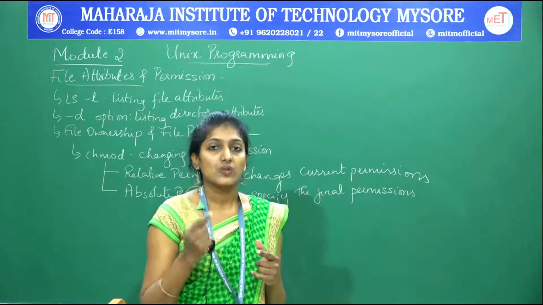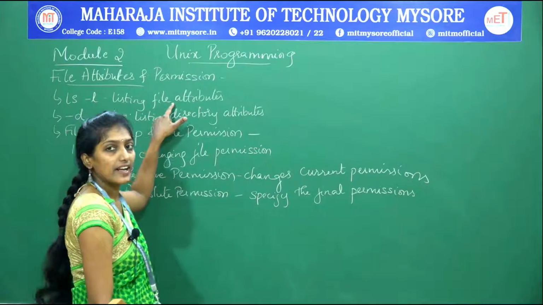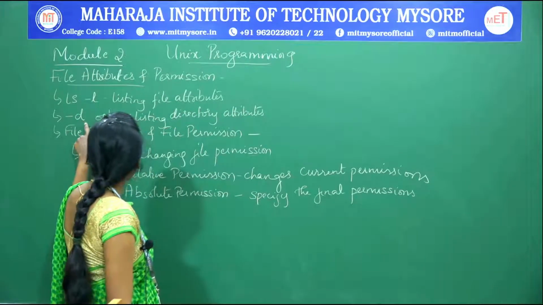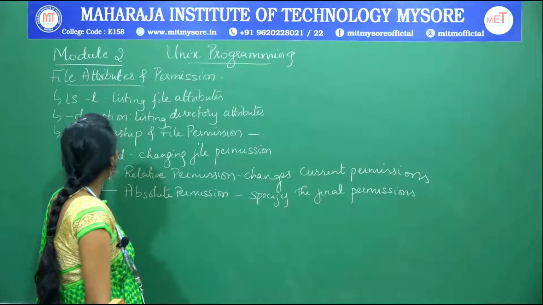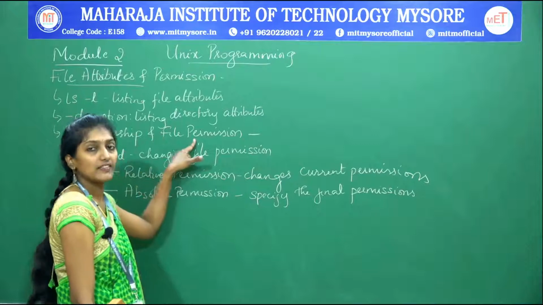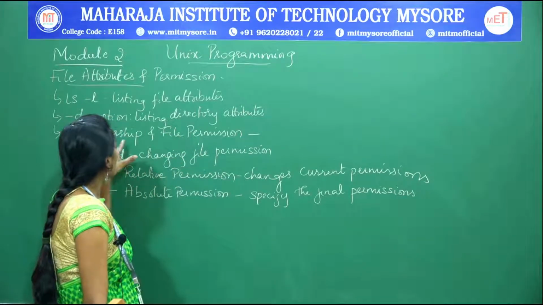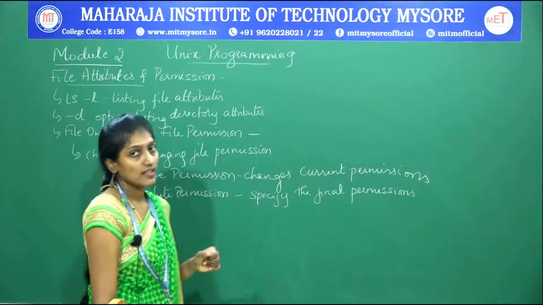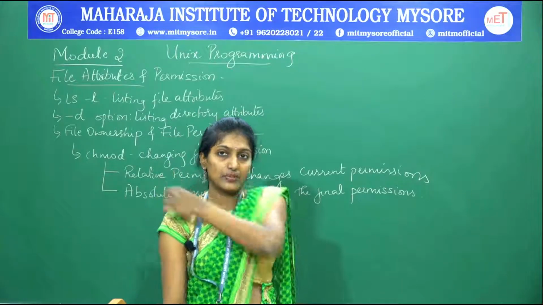First we discussed ls -l, listing the file attributes. Next, the -d option, listing the directory attributes, and also file ownership and file permission. So these are the contents we had discussed. The first content was ls -l. What does this ls -l represent here?